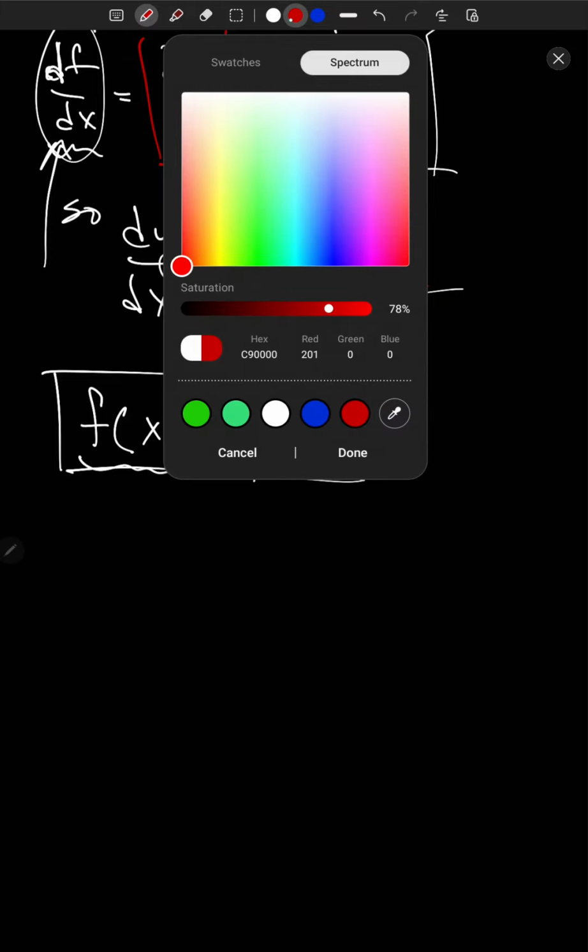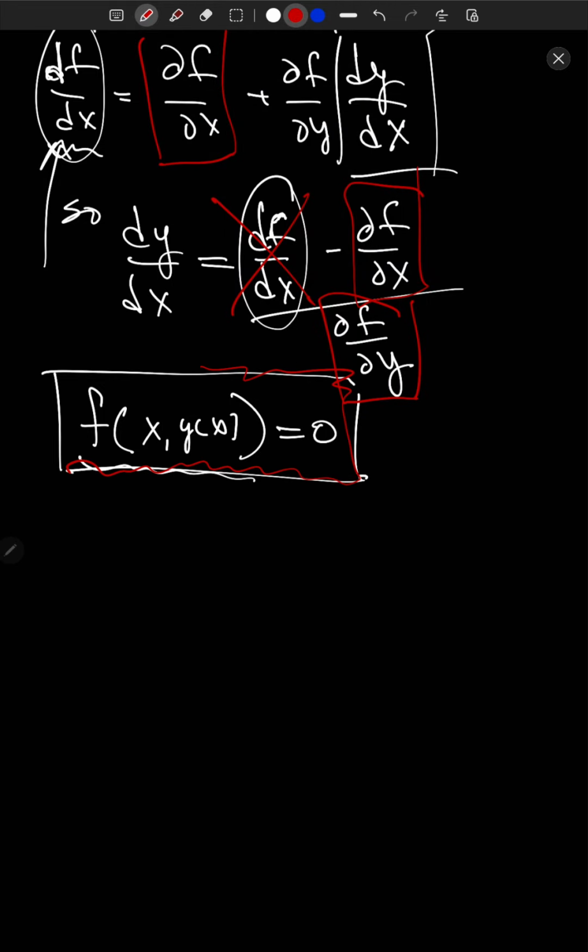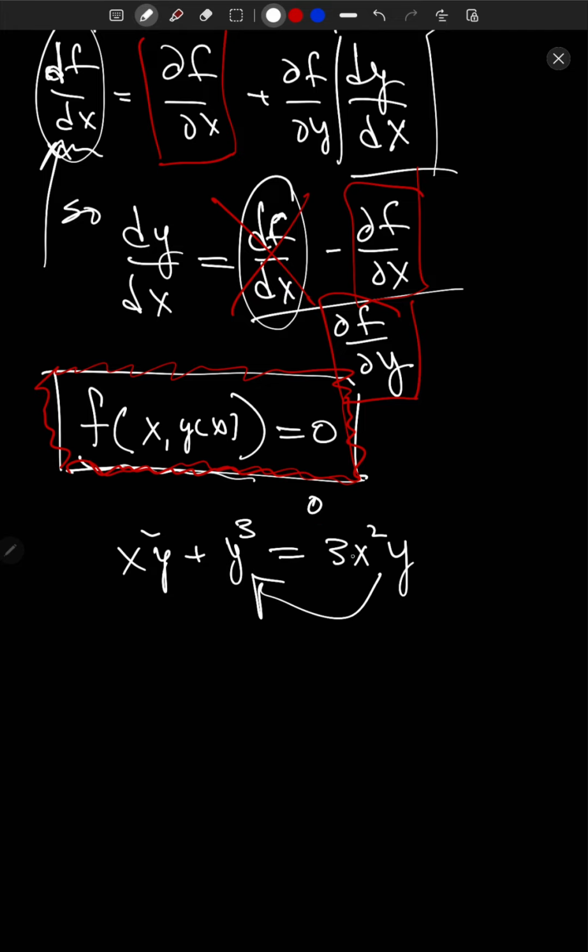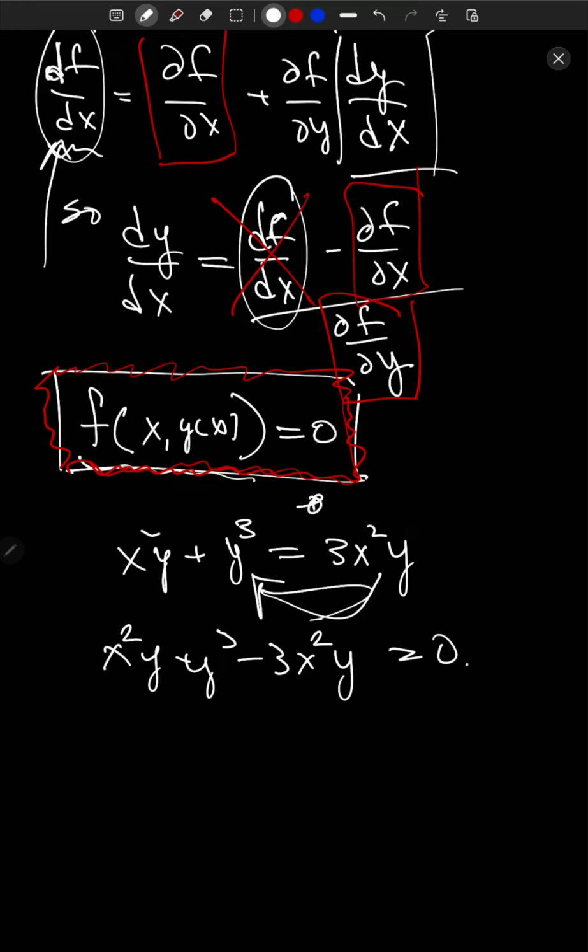This kind of condition shows up all over the place. And I guess this is why we call it implicit differentiation, because in one variable calculus, in a similar way, you have a function, say x squared y plus y cubed equals 3x squared y, and you need to differentiate both sides with respect to x. If you just throw that to the other side, you get x squared y plus y cubed minus 3x squared y equals 0. And then when you differentiate both sides, it's similar to the idea that we just did here.